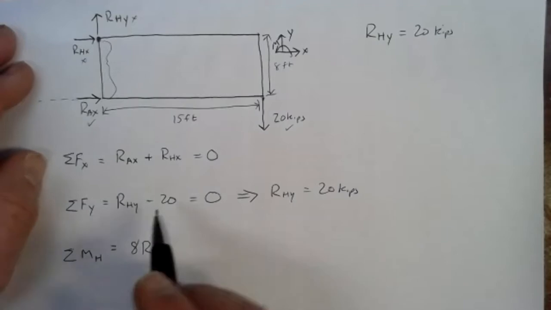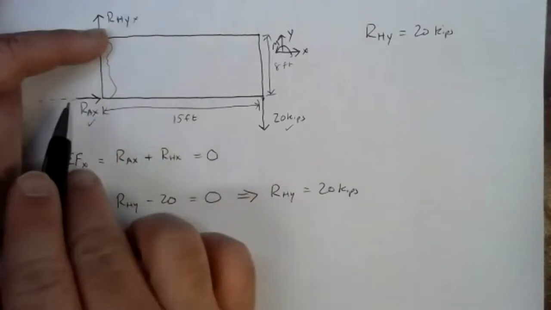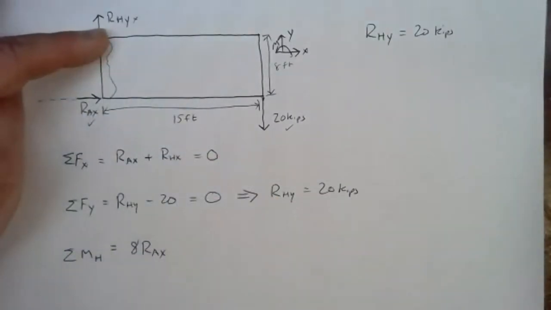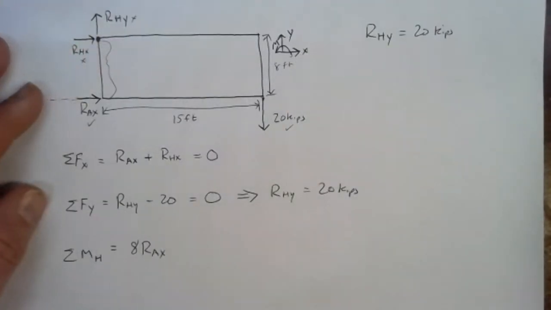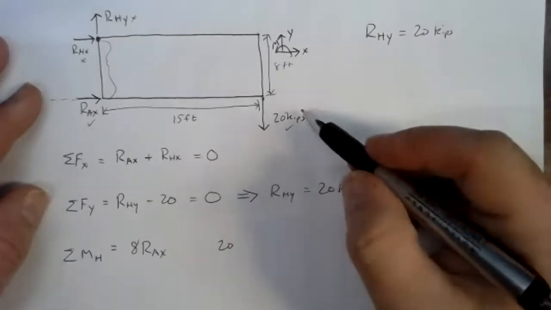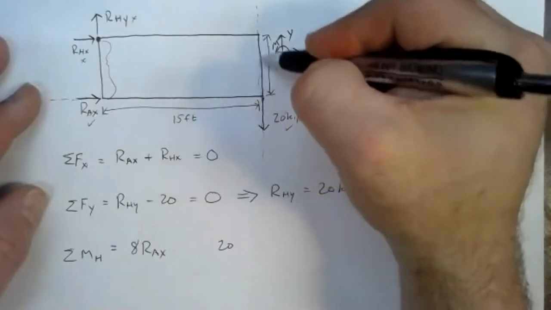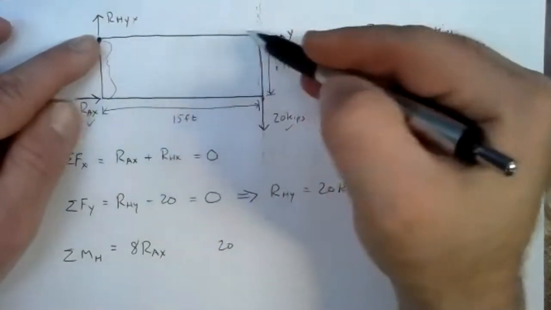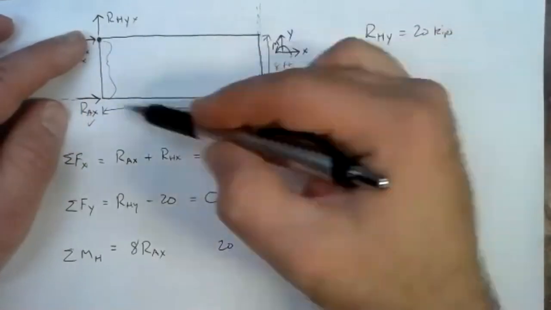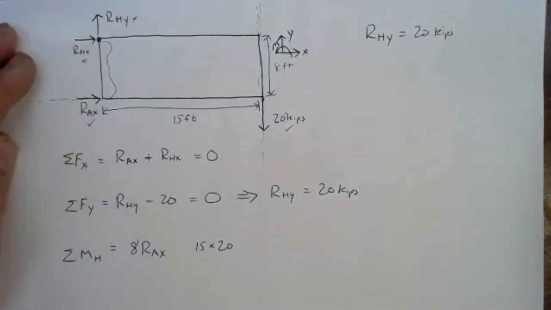We've got to figure out whether that's positive or negative. If we pin at H and push to the right at A, everything's going to want to rotate counterclockwise. Counterclockwise moments are positive. So that should be a positive 8 RAX. Then we have the 20 kip force. We've got our 20 from the 20 kips, but now we need an arm. The arm is the distance between the pivot point and the line of action of the force. So our pivot point is here. Line of action's over here. The distance there is 15 feet.